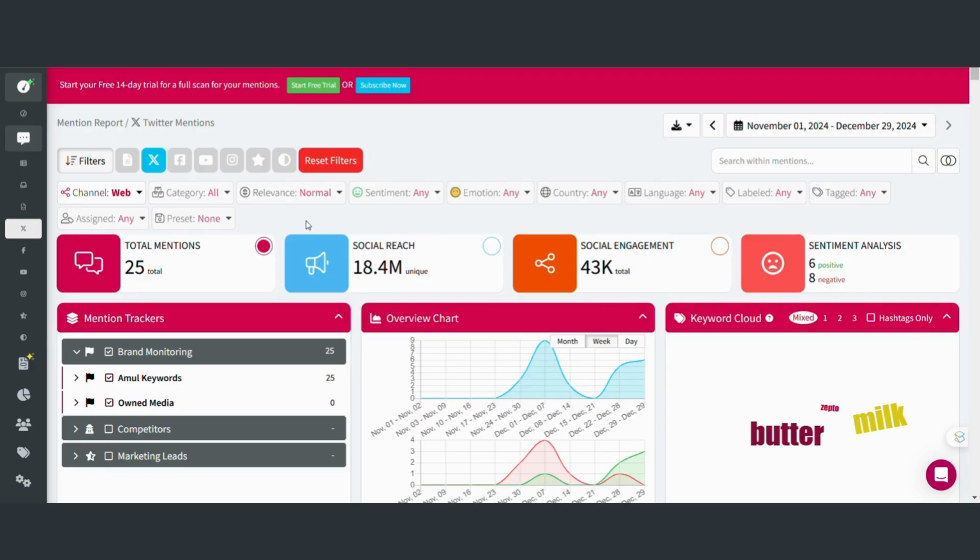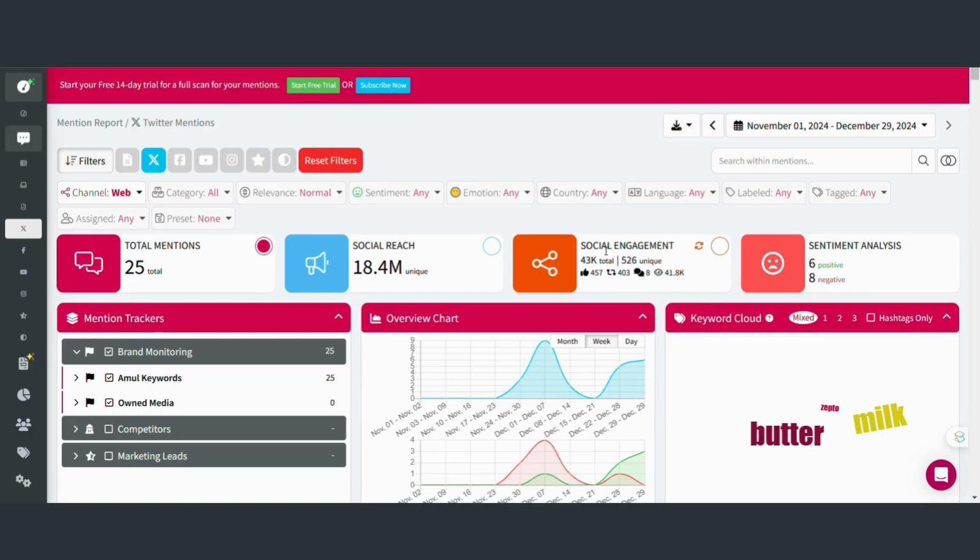Here we also have access to critical metrics like social reach, social engagement, and sentiment analysis. The social reach tab shows around 19.1 million viewers, with 18.4 of them being actually unique.